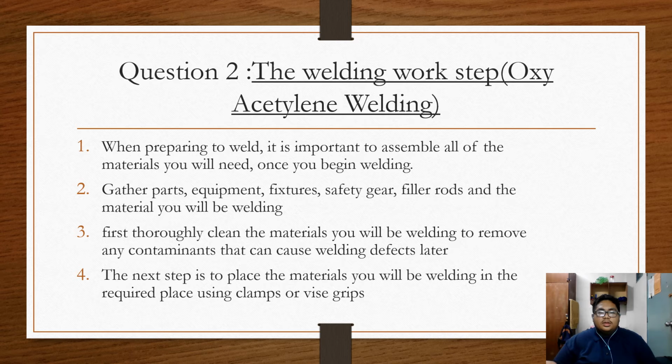Question 2. The welding work step, which I pick for my welding, is oxyacetylene welding. Number 1. When preparing to weld, it is important to assemble all of the materials you will need once you begin welding. Number 2. Gather parts, equipment, fixtures, safety gear, filler rods, and the material you will be welding. Number 3. First thoroughly clean the materials you will be welding to remove any contaminants that can cause welding defects later. Number 4. The next step is to place the material you will be welding in the required place using clamps or vice grip.